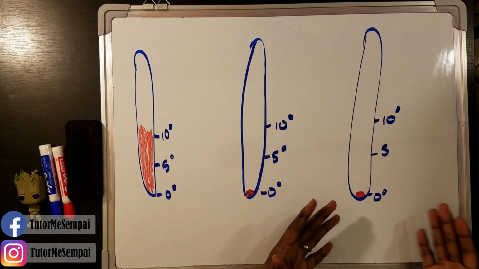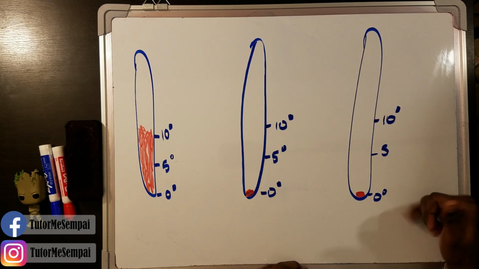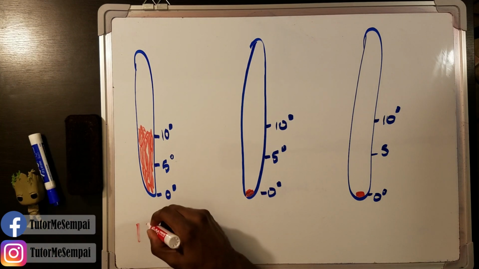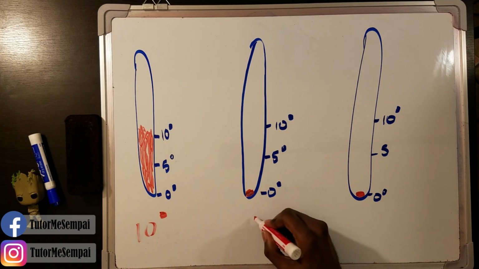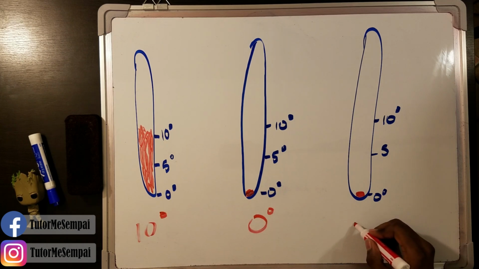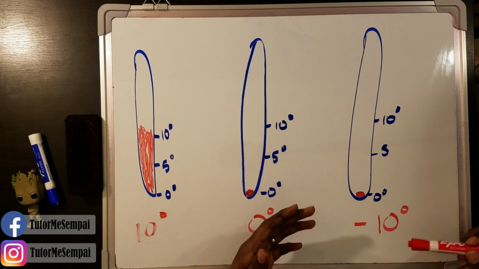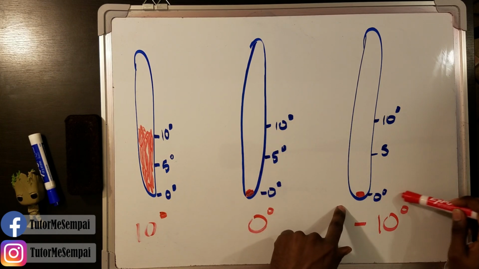There would be no way, right? If you're starting at 0, this will show the same thing as the previous day, but we know that this has gotten colder. This is supposed to be 10 degrees, this is supposed to be 0 degrees, and this is supposed to be 10 below 0. So we use negative to let you know, hey, we're a little bit colder than 0.